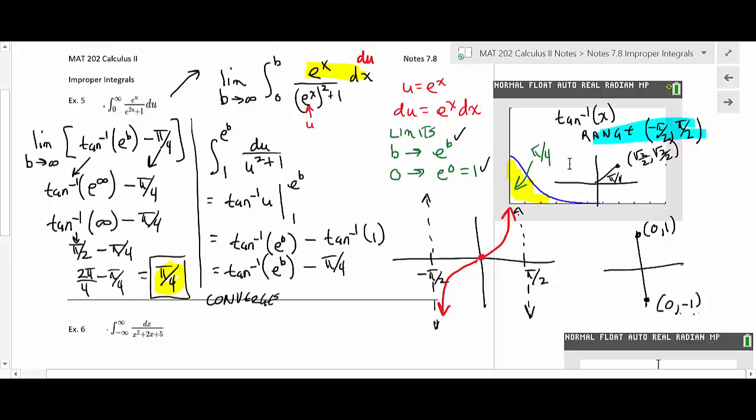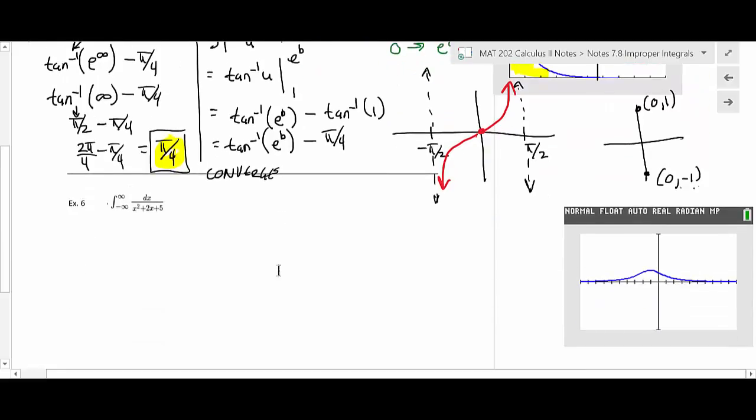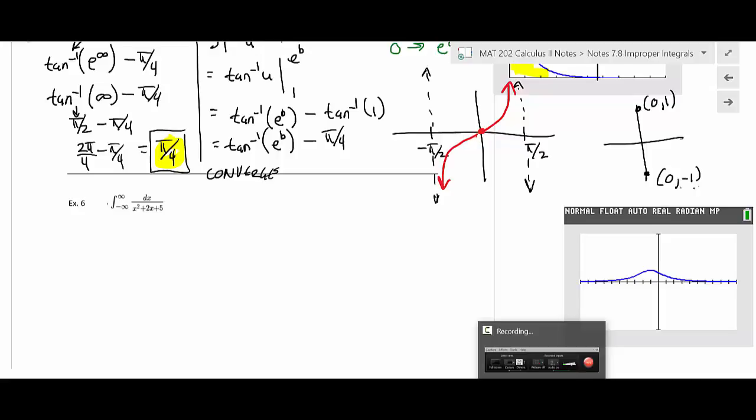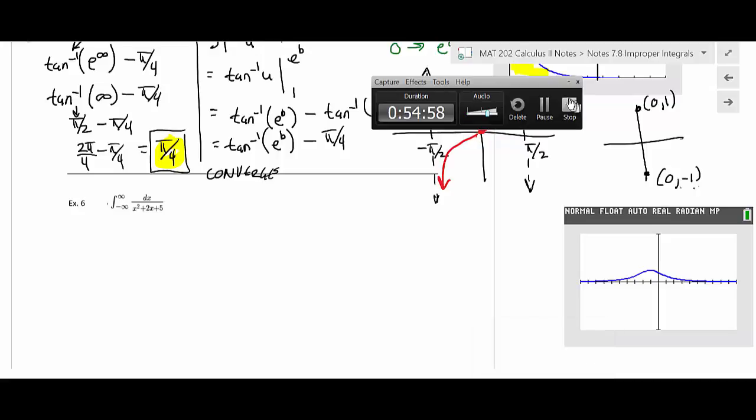We hadn't done one like example 6 yet. This is totally different. This has a little bit more work involved in it. So when we do this improper integral, let's go ahead and take a break here. This one will take too long. This one takes a little bit of work. So let's go ahead and do our break now.